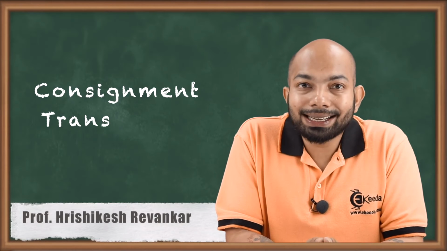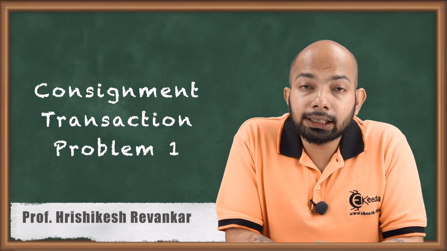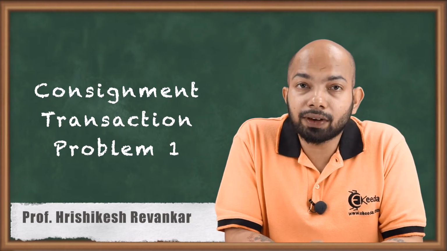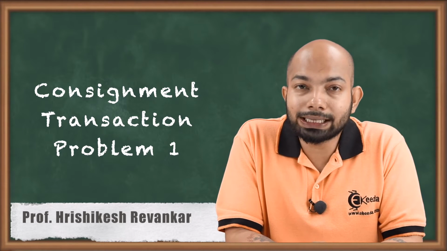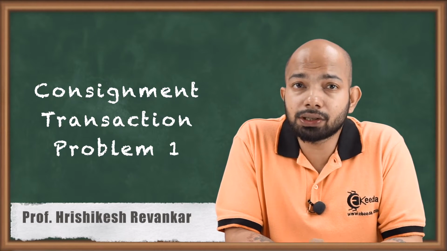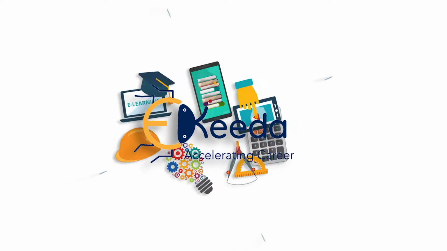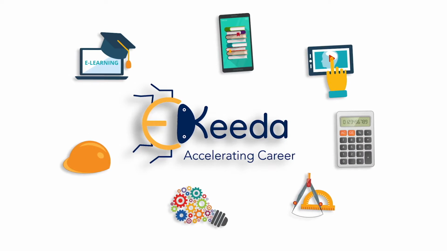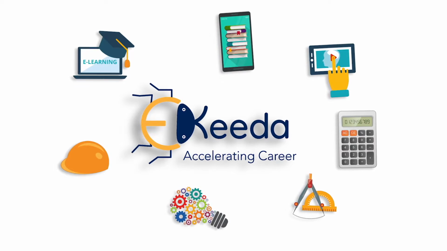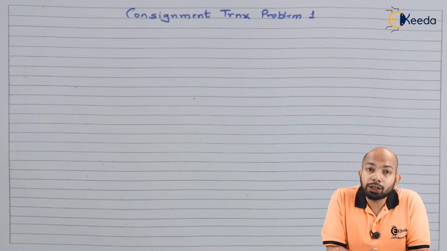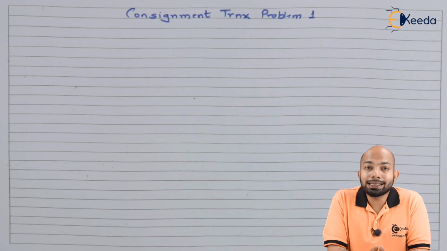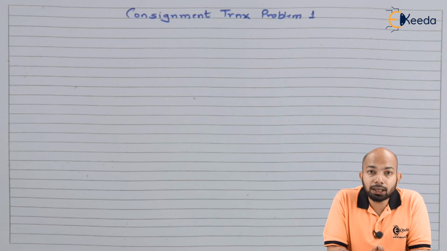Hello friends, we'll be discussing another problem which is related to the consignment journal entries that we have discussed earlier. So this will be all about consignment transactions, and this is the first illustration that we'll be discussing on it. When we discussed the journal entries related to the consignment account, we are now in the process of using those journal entries in the illustration that we'll be discussing further.